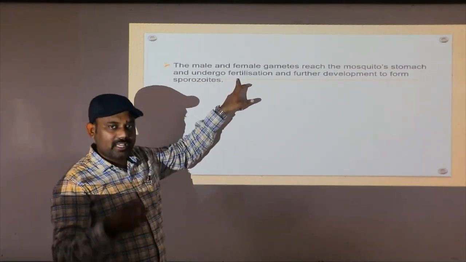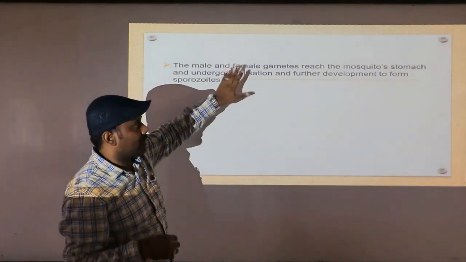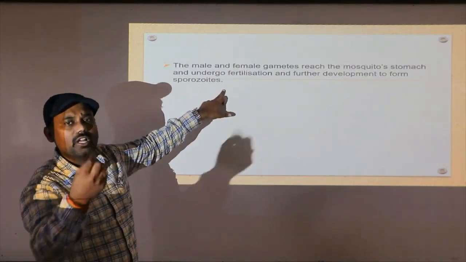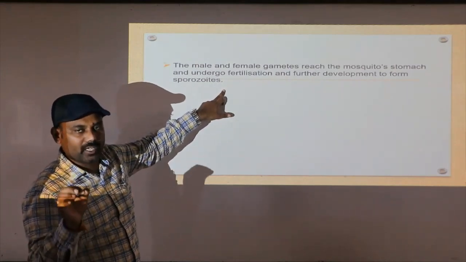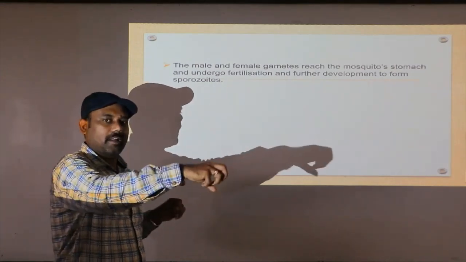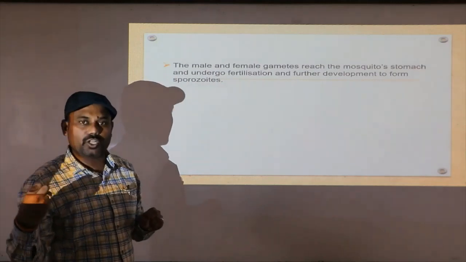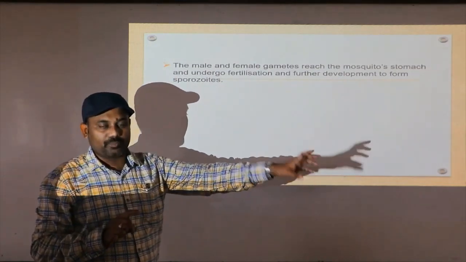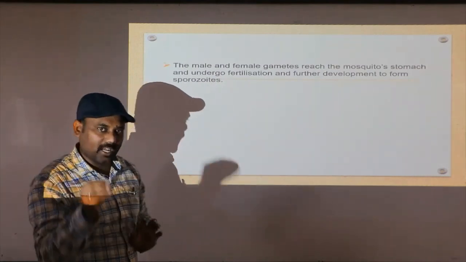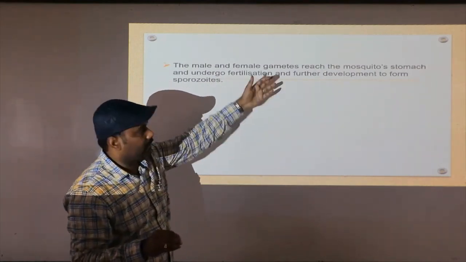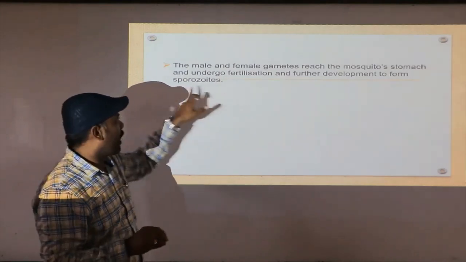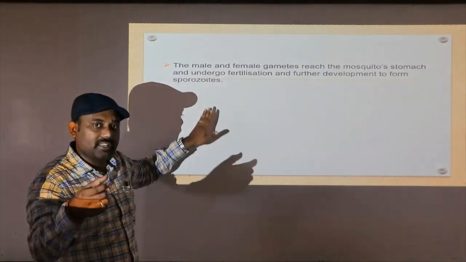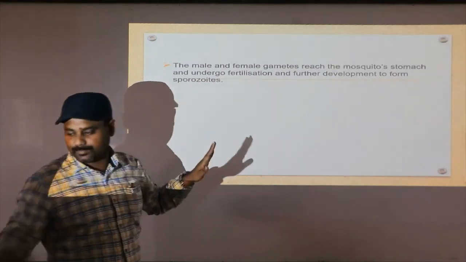Resulting in the zygote to embryo. But in case of this malaria, they develop into sporozoites. Gametes into sporozoites. Very important word. Clear? When those male and female gametes enter into the mosquito's body along with the blood, they reach the stomach of the mosquito. In the stomach of the mosquito, they undergo fertilization and further development takes place to form sporozoites. Clear? So these sporozoites are formed within the mosquito stomach.